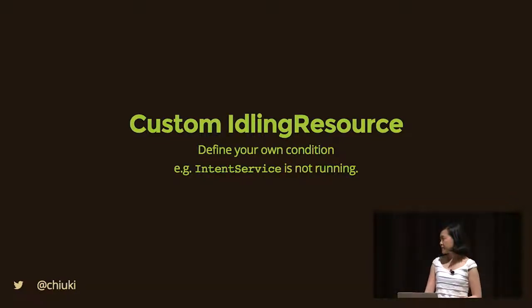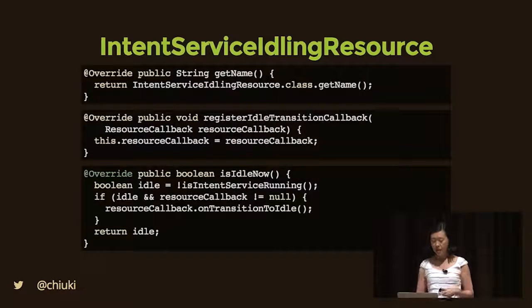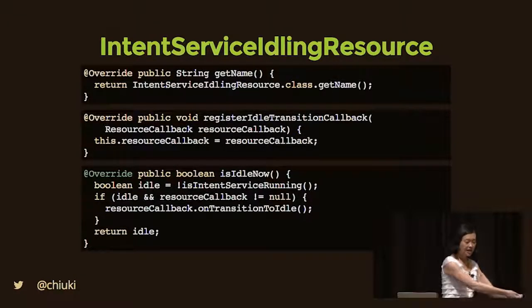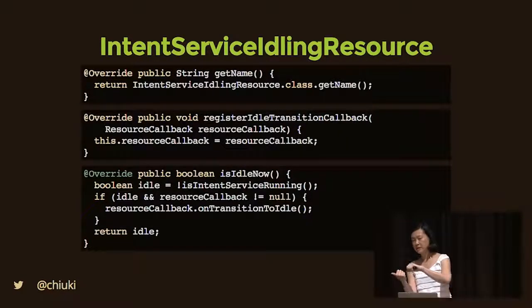We are going to go through an example where, say you have an intent service, and you want Espresso to wait until it's done. So what happens is this. In your app, you have a button that says do something. And instead of doing it in the activity, because it's long running, it goes off to ask the intent service to do it, and then the intent service sends back and says, yay, I'm done, and you can update the UI. That's the setup.